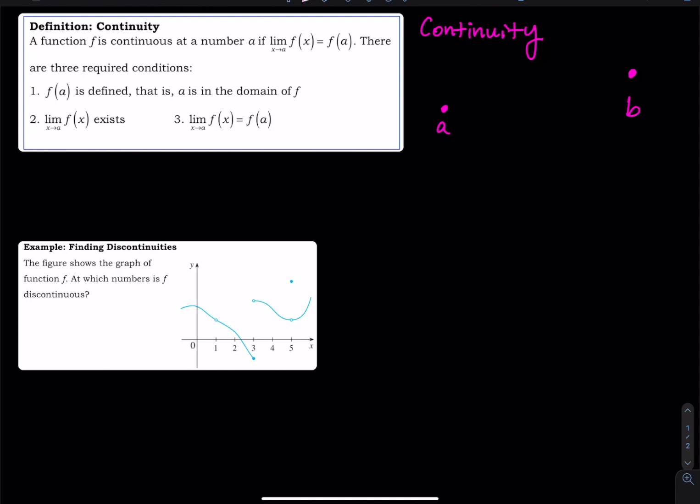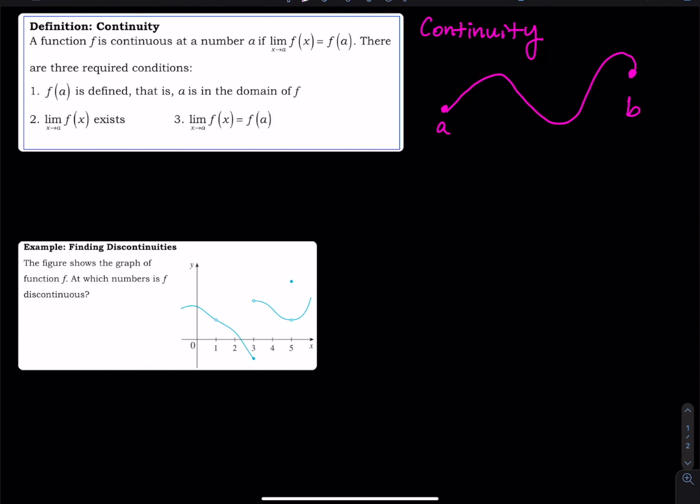That means you can sketch a curve between point A and B without picking up your pencil. From point A to point B, you can just connect them, draw any curve you like without picking up your pencil. So how about using some technical language? Let's read the definition. A function f is continuous at a number a if the limit of f when x approaches a is equal to f of a.